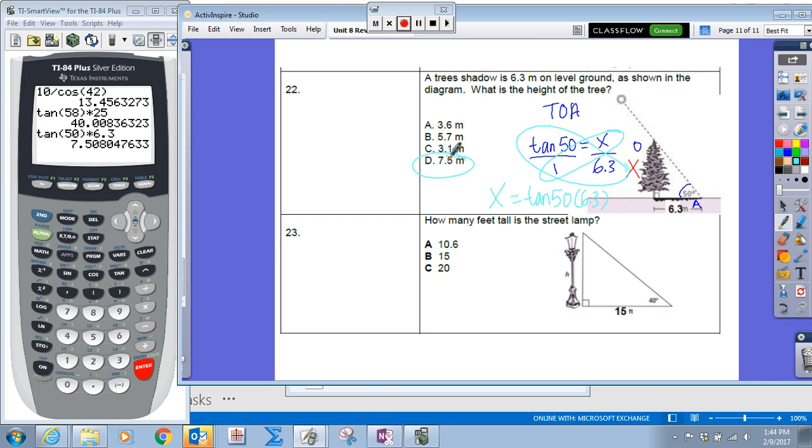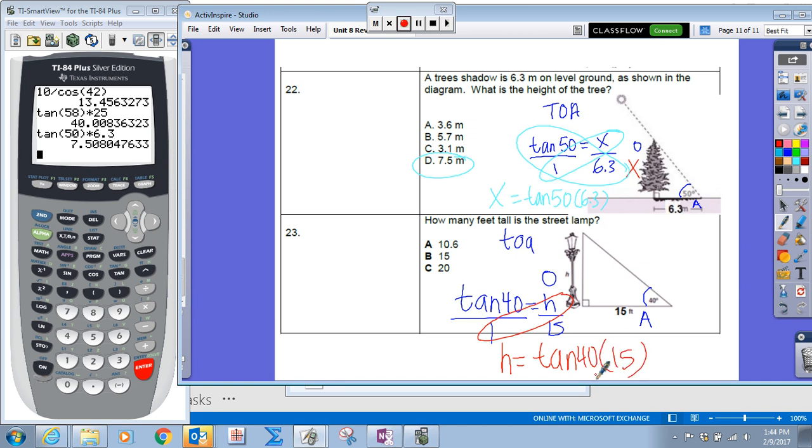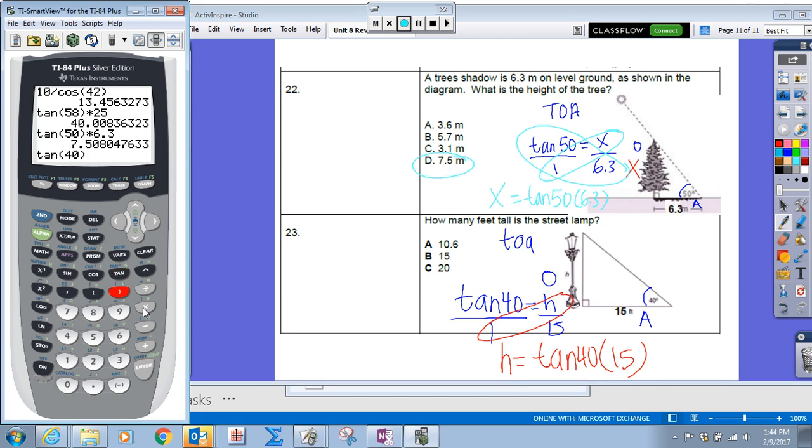Okay, then how many feet tall is the street lamp? So we've got our angle right here, 40 degrees, so we have our adjacent side to that and our opposite side. So again, we're going to use TOA. So the tan 40 degrees equals h over 15. You can cross multiply that out, so that would be h equals the tan of 40 times 15. So the tan of 40, close your parentheses, times 15.